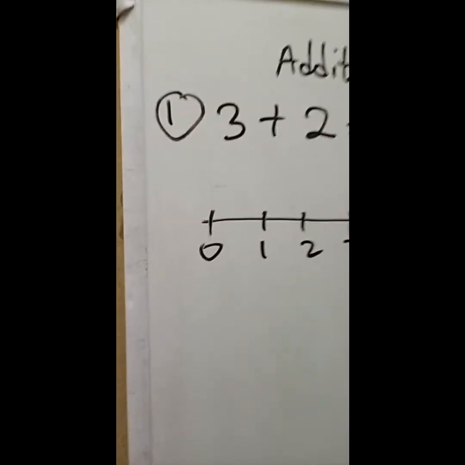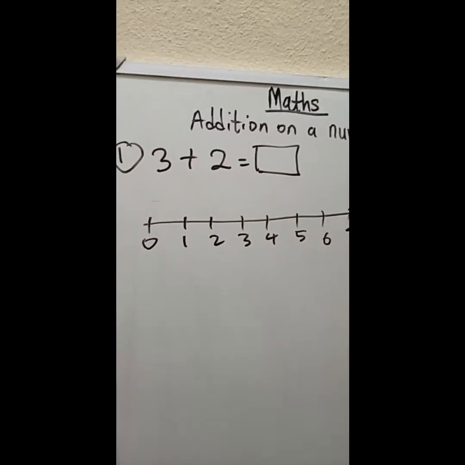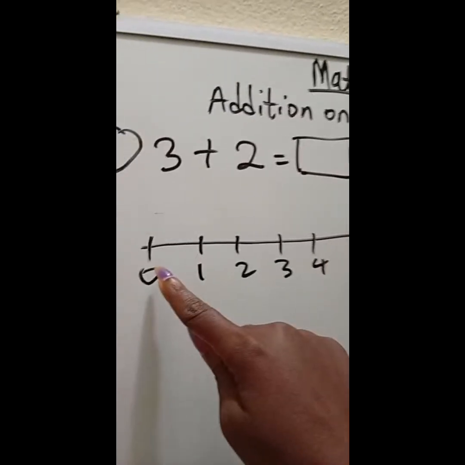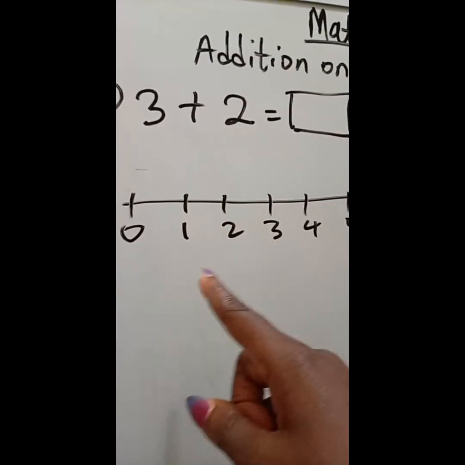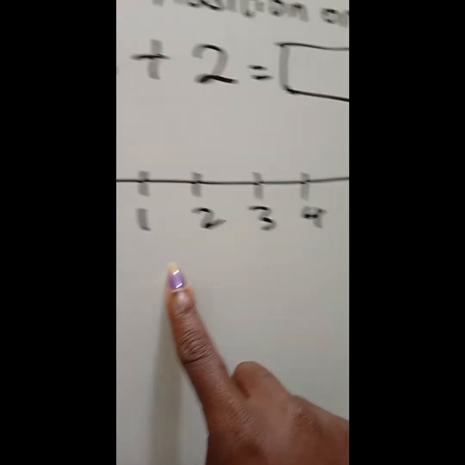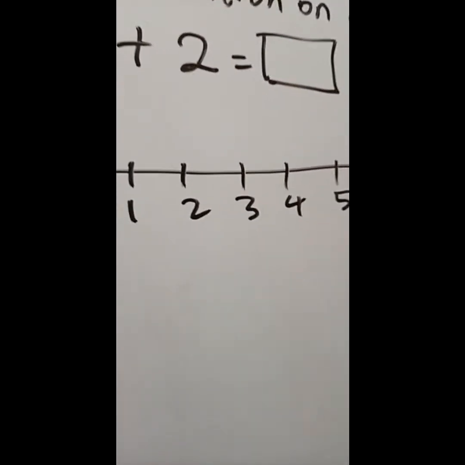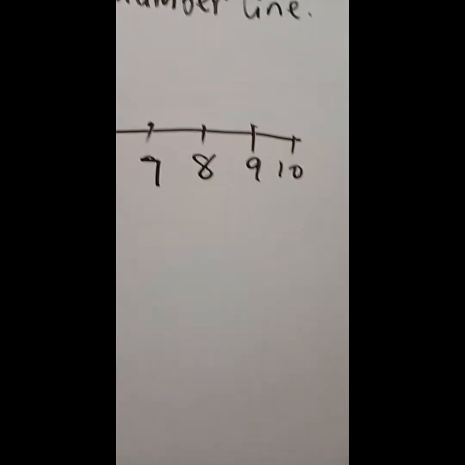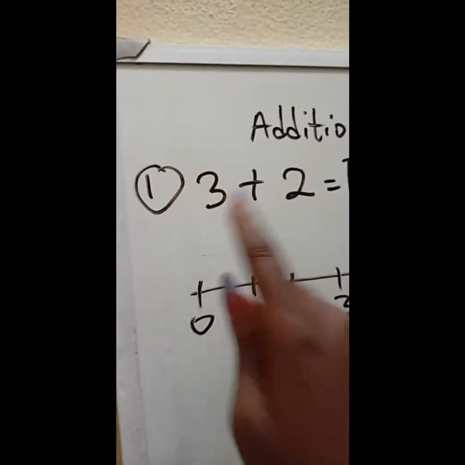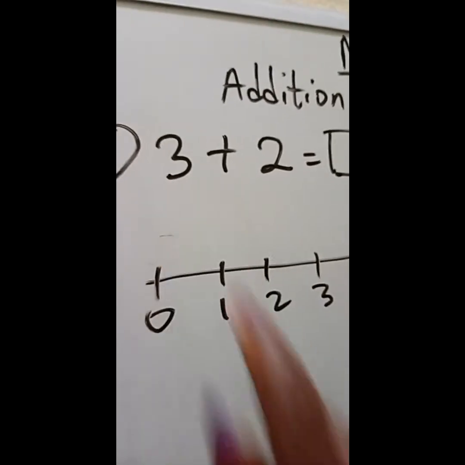So this is 3 plus 2, and we are asked to solve it using number line. I told us, first of all, you draw the line, put numbers on them depending on the question that's given. So we have 0 to 10. Remember, we can write more than that, but for starters, let's just end at 10. So the first number here is 3.